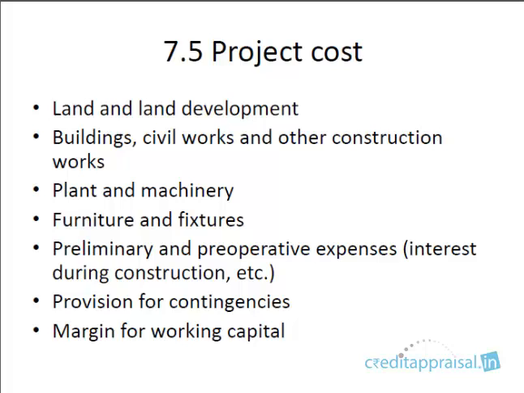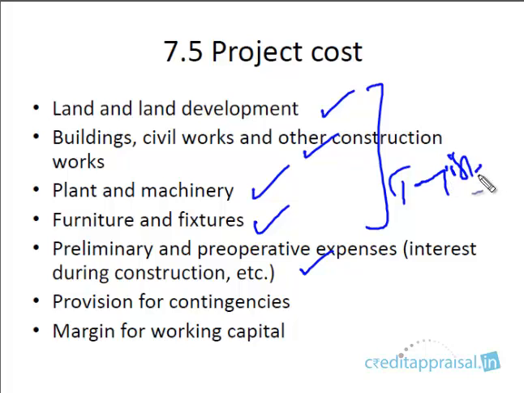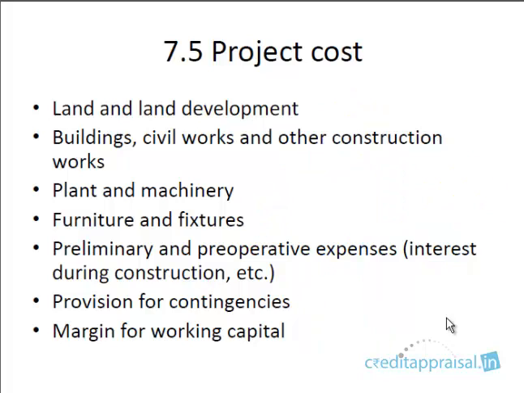So the major items you usually come across in a project cost are land and land development, building, civil works and other construction works, plant and machinery, furniture and fixtures, preliminary and pre-operative. These are all the tangible fixed assets, right? And then we have some other items like preliminary and pre-operative expenses. This includes items like interest during construction and some other items, provision for contingencies, and finally we have the margin for working capital. Okay, so let us look into each and every item and what are the points that you need to look into as a credit officer when you're looking at these items.